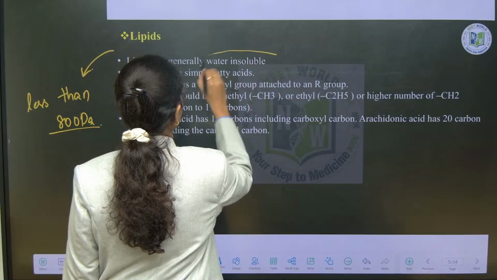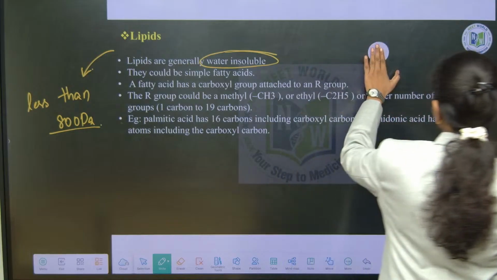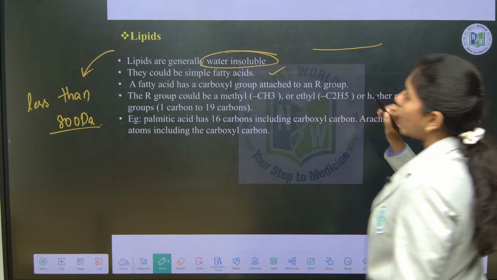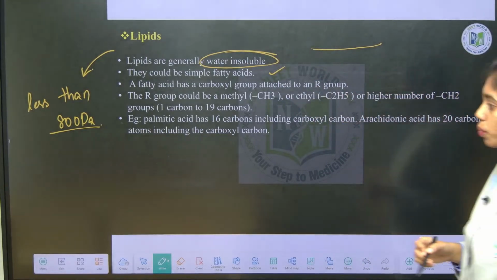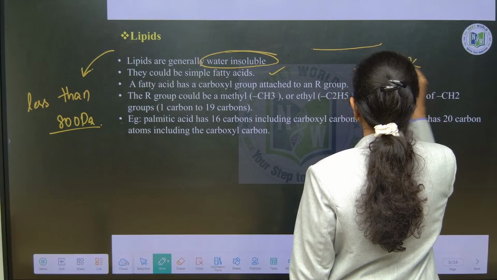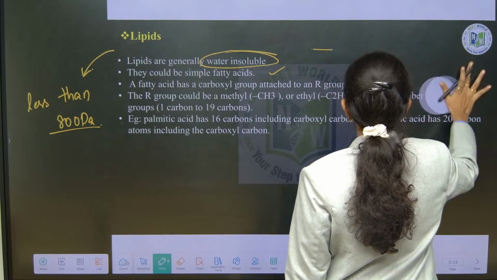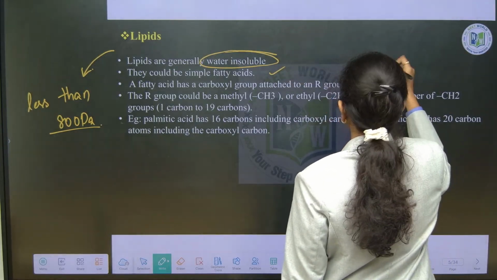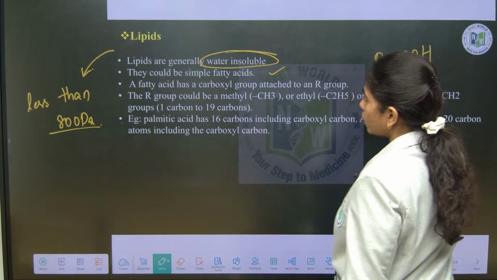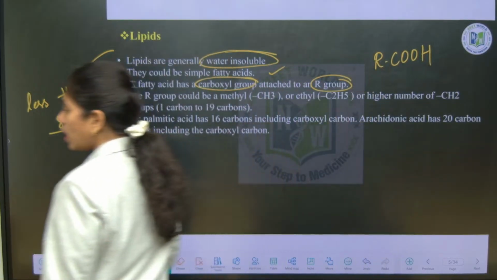They are generally water insoluble. They could be simple fatty acids, or a fatty acid that has a carboxyl group. The general formula is like RCOH. This R group can be any functional group. It can have n number of carbon groups. It has one carboxyl group attached to R group, the general formula of lipids.